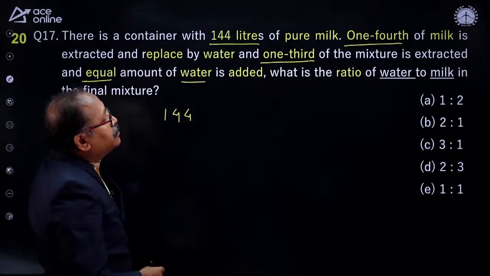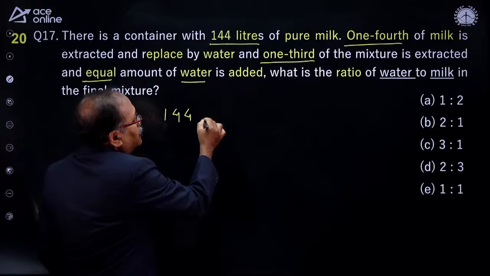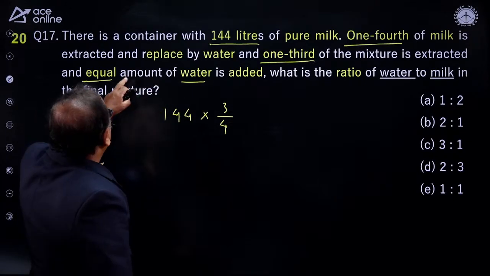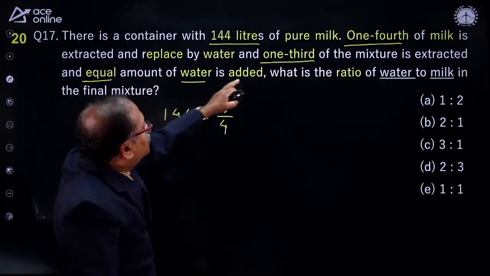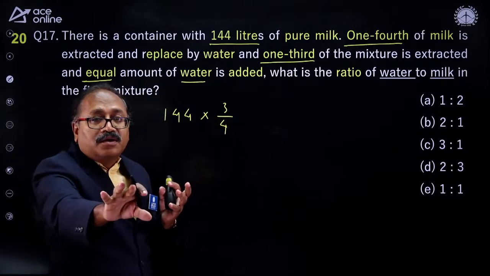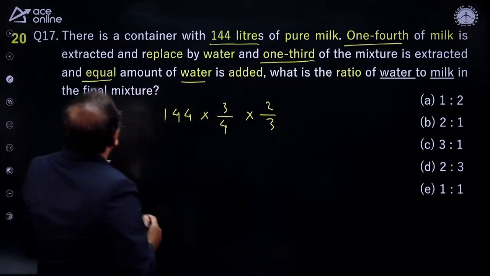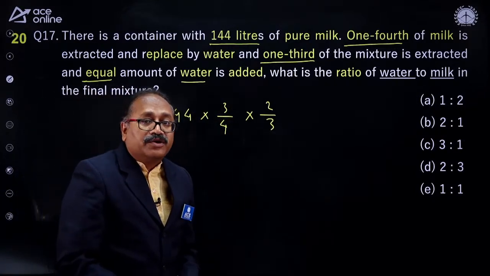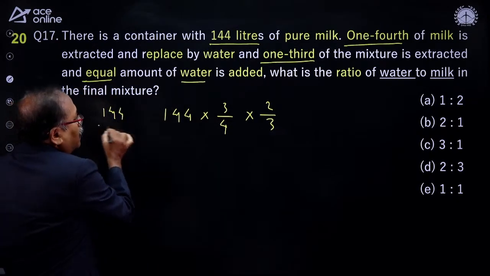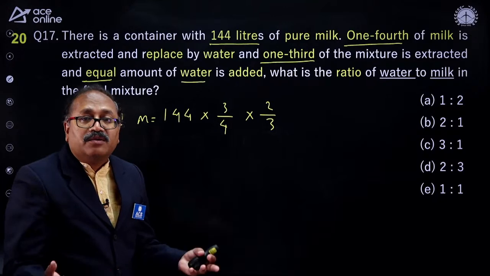144 liters is there initially. You have taken out 1/4, so the milk will be 3/4. And then from whatever mixture is there, you have taken 1/3. So 1/3 of the milk will go out, and the remaining 2/3 of the milk will be left. So 3/4 into 2/3, that is your milk part out of 144. As you are replacing, the total quantity will remain 144, out of which the milk part will be this much. So if you take out the milk part, then you get the water part and the milk to water ratio.